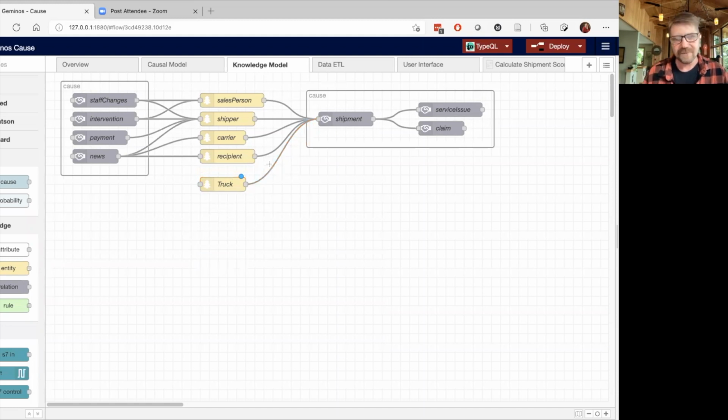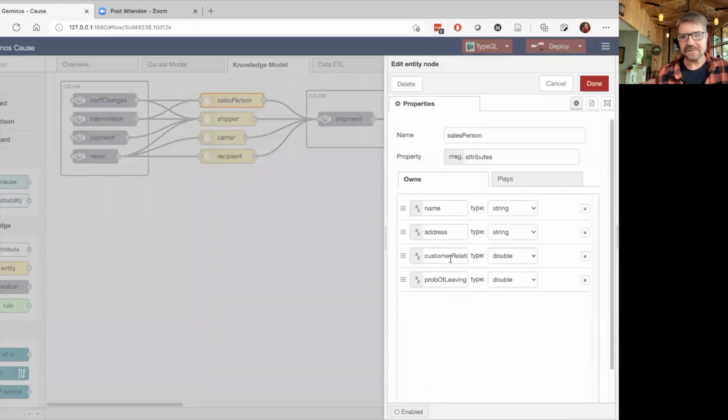Let's say the truck participates in a shipment. And we could go and modify the shipment. So you're connecting these nodes together. I'll just show you for the ones we have. So salesperson: name, address, customer relationship score. Actually, this should be salesperson score. Every one of my entities, I like to give a score to, because we may want to score anything. We're already in salesperson, so we could just say score.